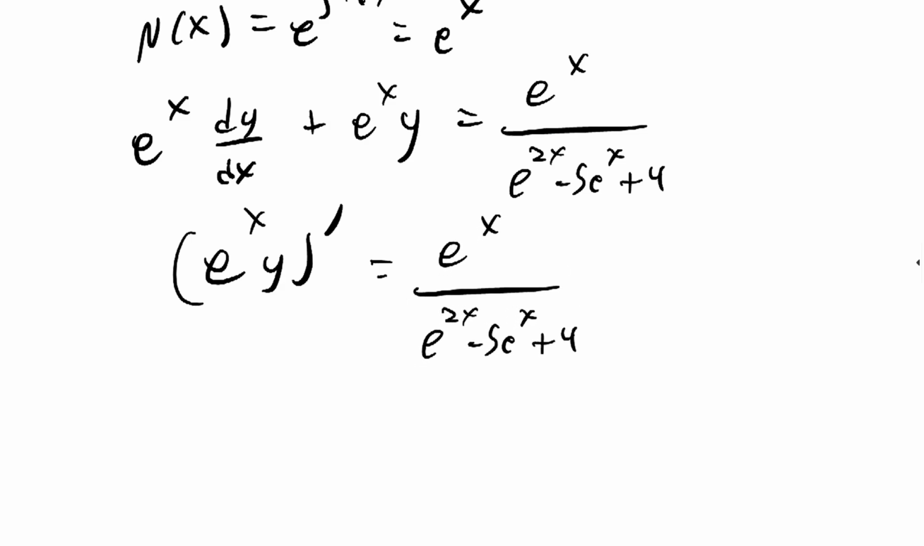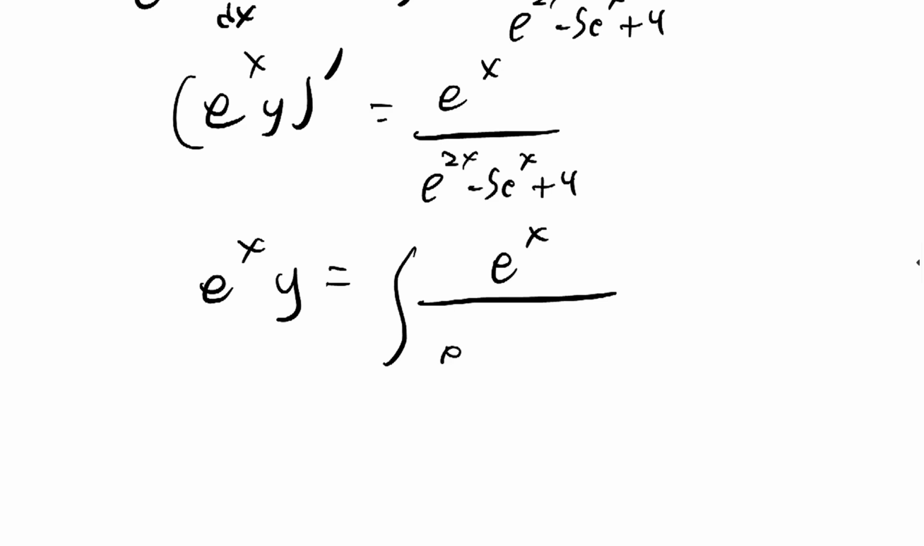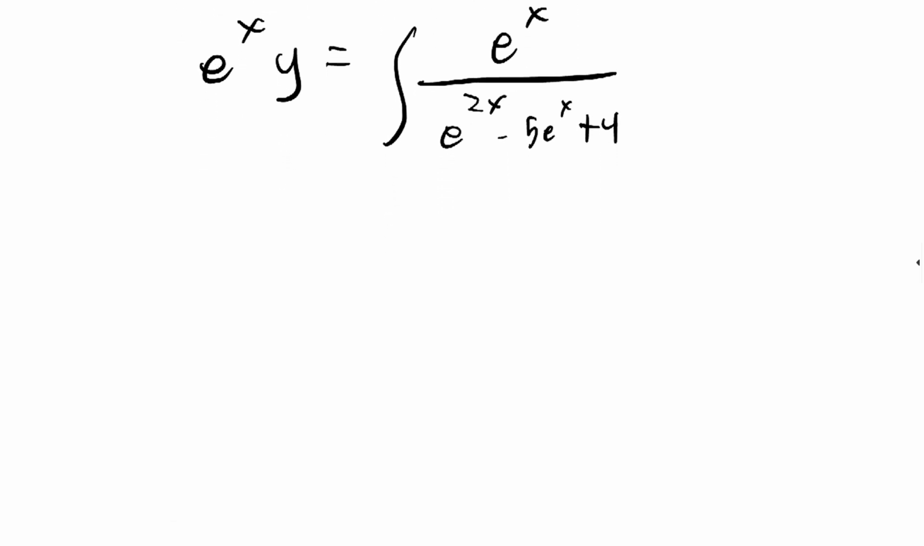Okay. And so from here, the left hand side is going to be the same. It's going to be e to the x y. We're going to integrate both sides, right? And now we're going to apply another technique that you covered in a previous calculus course: we're going to do a substitution and a partial fraction decomposition. So we're going to let u equal e to the x, and du will just be e to the x dx.